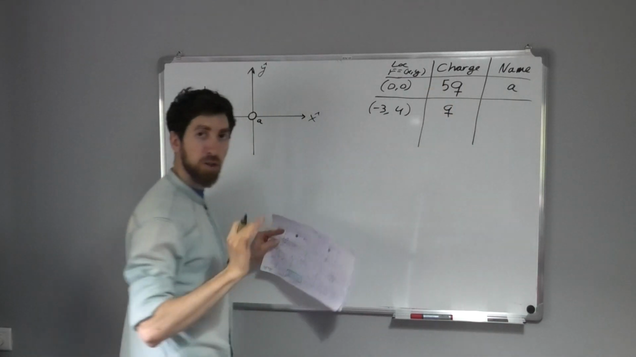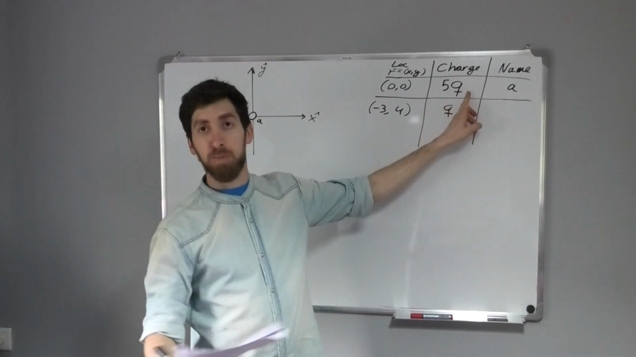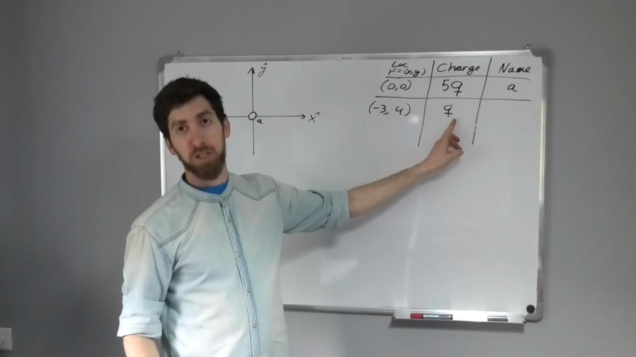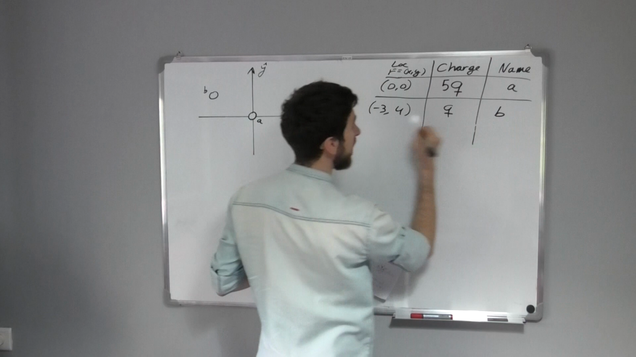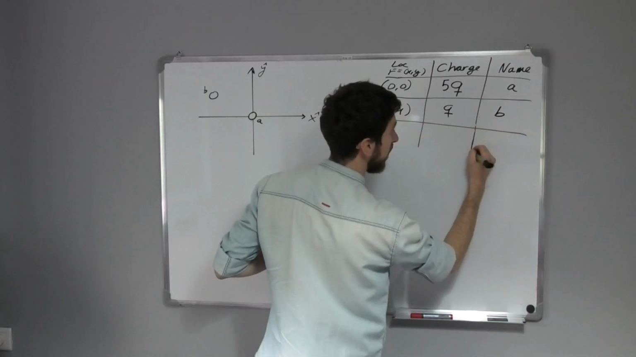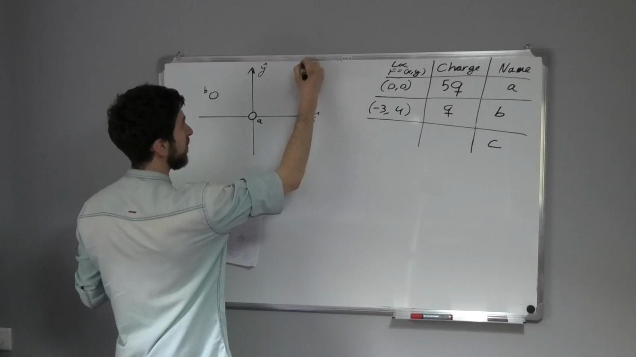It's not the same charge, but the same sign: if Q is positive, this one is positive. If it's negative, this one is negative. And the name is going to be B. And the last one is going to be C. C is located, let's put it here.